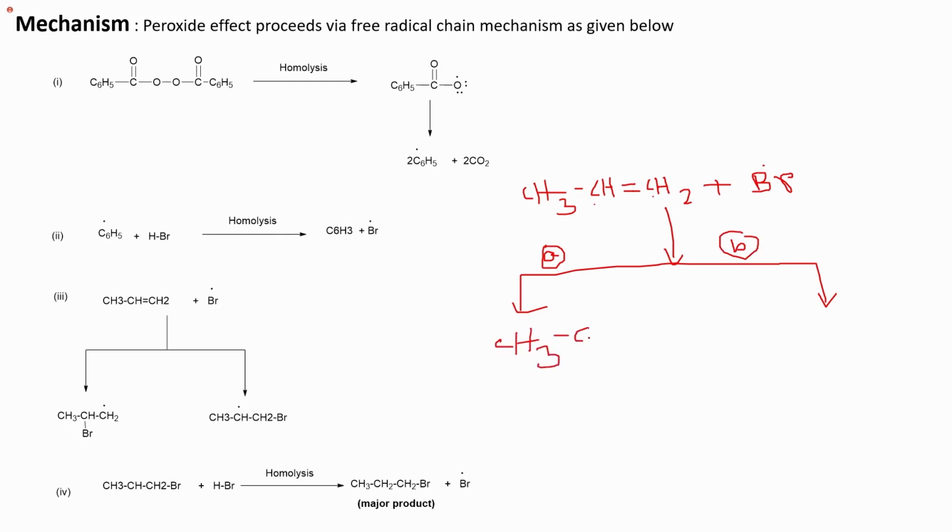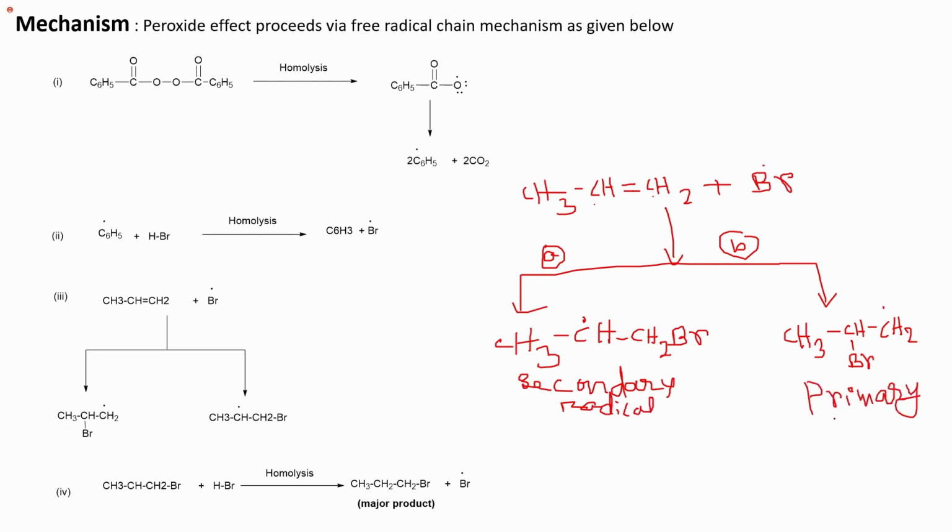Then what will generate? CH, then CH2, then Br. Now it is a radical. Now this Br can go here also. So CH3, CH, Br can add to the middle carbon also, then CH2 dot. So there are two possibilities. Two radicals are generated. This is a secondary radical, and this is a primary radical. One is a secondary radical, another one is a primary radical.